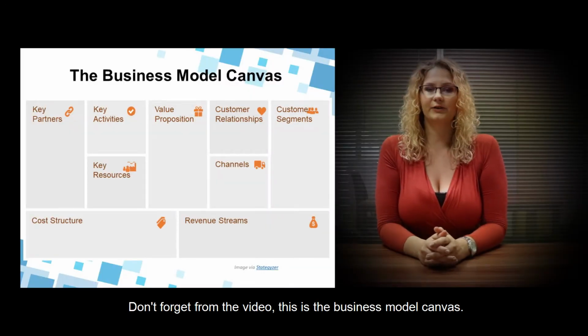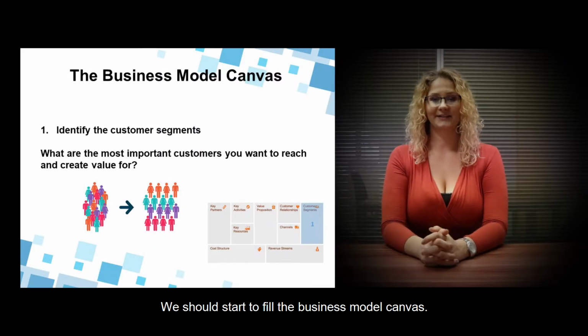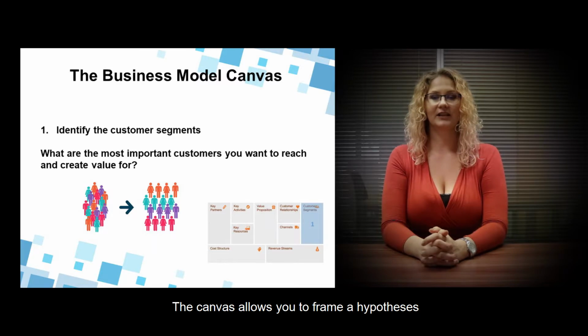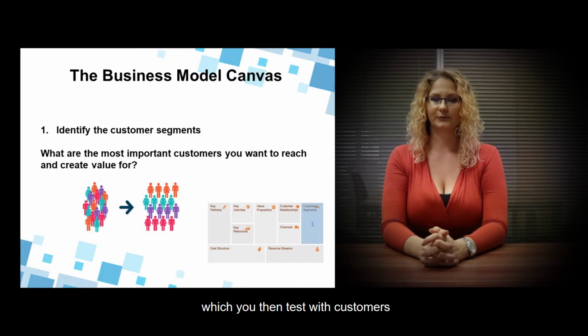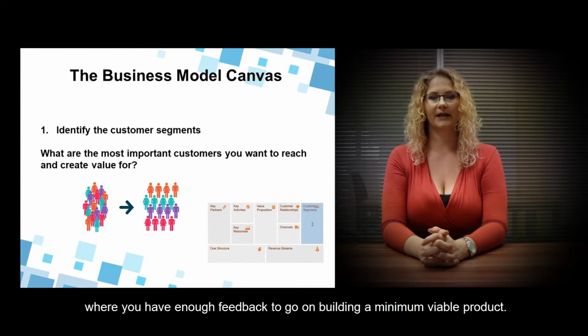Don't forget from the video, this is the business model canvas. Let's have a closer look at the 9 fields it mentions. We should start filling in the business model canvas. The canvas allows you to frame a hypothesis, which you then test with customers until you get to the point in the validation process where you have enough feedback to go on building a minimum viable product.